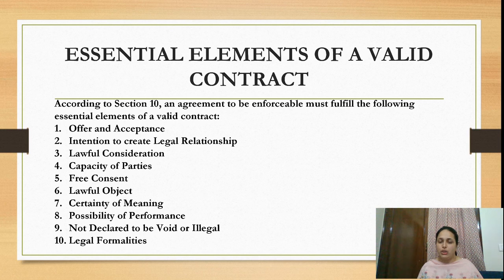Ninth essential is not declared to be void or illegal. The court declared certain agreements as void or illegal, such as agreements in restraint of trade, agreements in restraint of marriage, agreements in restraint of legal proceedings, all are void agreements. For example, A agrees to transfer the ownership of his flat to B if B does not marry throughout his life.